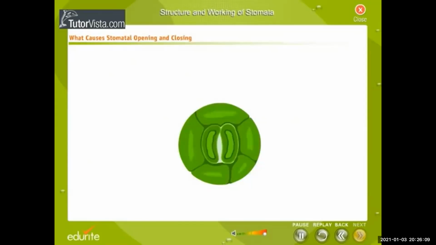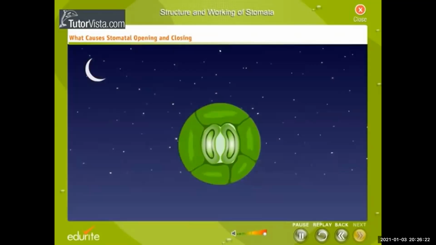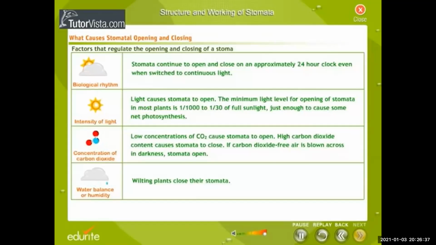What regulates the opening and closing of the stomata? During the day, the guard cells gain water and become turgid. That is, they become swollen or puffed out. During the night, the guard cells become flaccid, that is, wrinkled and less rigid, making the stomata close. Thus, the guard cells play an important role in photosynthesis. The factors that regulate the opening and closing of a stoma are listed here.